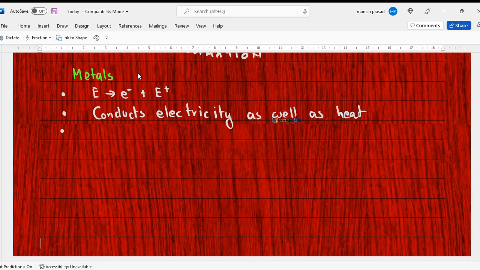Look at the metals around you. In the kitchen, you get aluminium foil. How is that aluminium foil made? By beating it into sheets. A small piece of aluminium is taken and you keep on hammering it till it becomes a very thin sheet. That property of a metal is known as malleability. So metals are malleable.